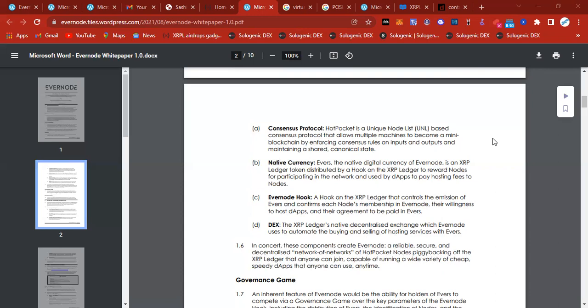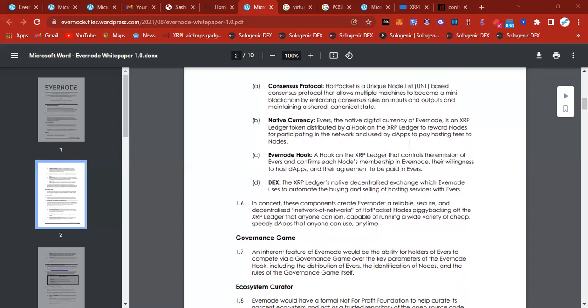And a UNL is just like a list of validators that we think won't defraud us. So these UNLs will be people in the community of Evernode, or this ecosystem that we will be inside. These will be the people we think we trust the most, basically.